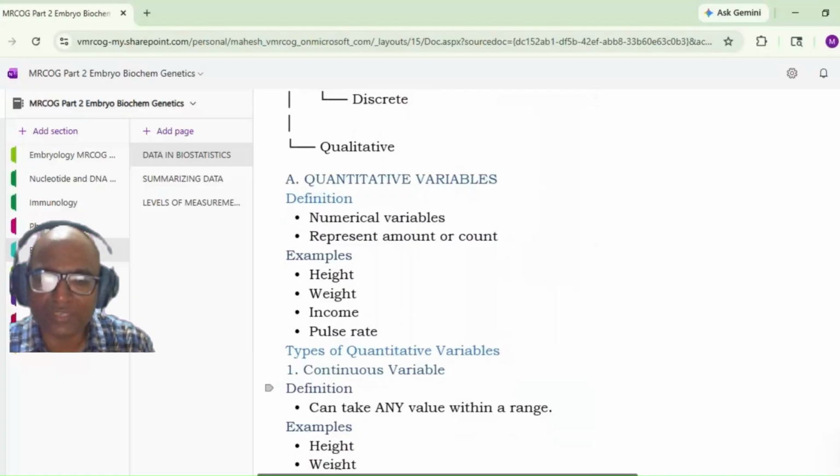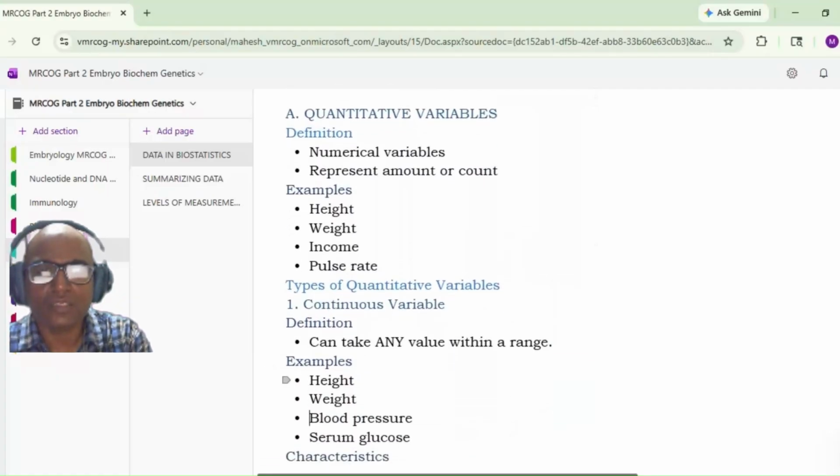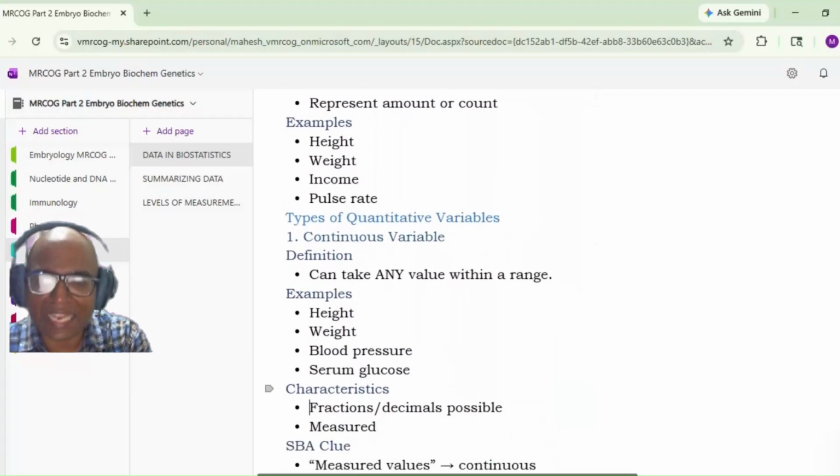However, there are two different types of quantitative variable. One is the continuous variable. The continuous variable can take any value within the range. Whatever range is given, sometimes it may be infinity also, but for example, height or human weight, generally it will have some lowest to highest range, but it can take any value, even in decimals also. So it can take any value within the range.